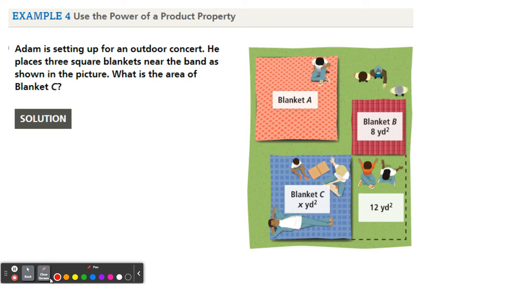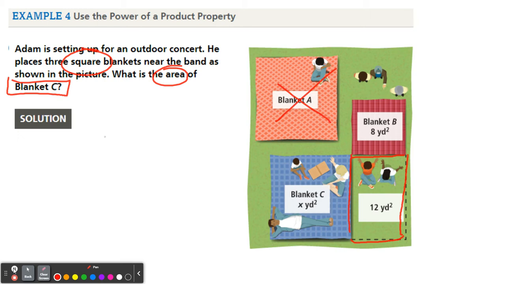So we have 3 square blankets, A, B, and C, and we need to find the area of blanket C. To do this problem, we're going to focus on blankets B, C, and this rectangular region right here that has an area of 12 yards squared. Really, blanket A doesn't matter.